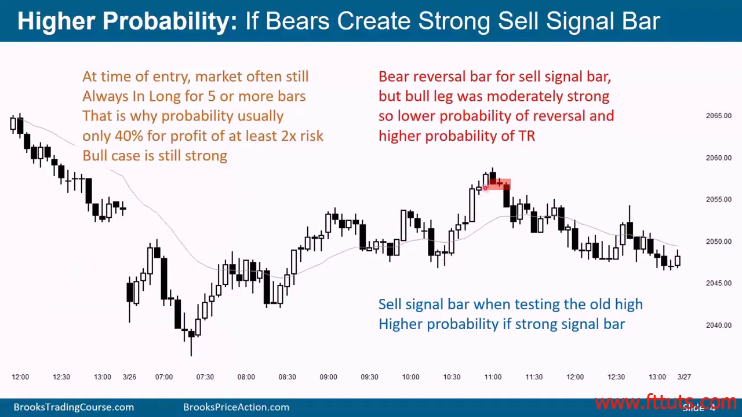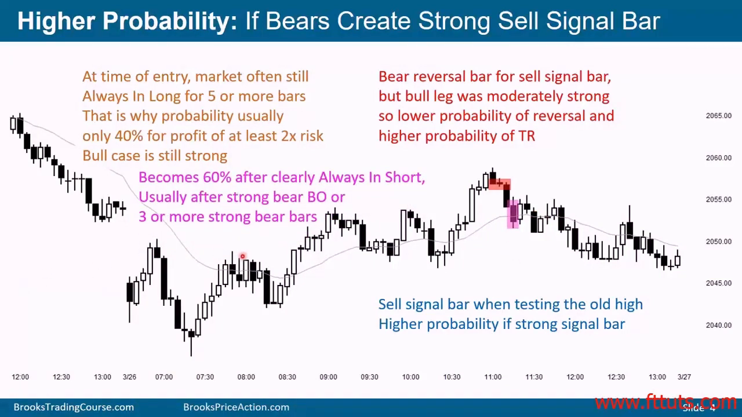The market's clearly still always in long at this point. And that is why the probability is only 40% that the reversal will be successful. If you wait for 3 or 4 consecutive bear bars or a pair of decent bear bars closing on their lows and then sell, either at that close or above these bars, looking for at least a small second leg down, the probability can be 60% or more that you'll get some kind of a swing down.